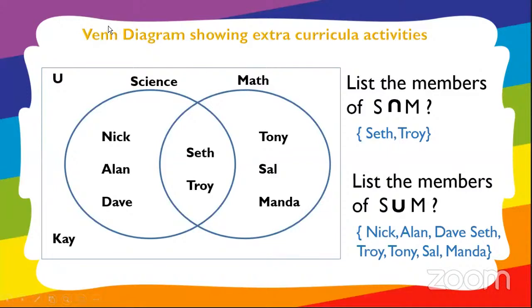But just wanted to appreciate that the members that would be common to both sets, science and math, would be Seth and Troy, right? See, they're in the overlapping area. Let me use my pointer. All right, and of course, the union of science and math would be all the members that are listed in both sets, okay? Including Troy and Seth. So we have 1, 2, 3, 4, 5, 6, 7, 8. So we should have 8. Notice, boys and girls, that we only list Seth and Troy once. Okay, let us move on.